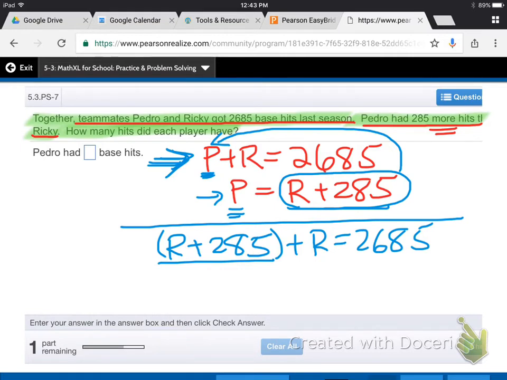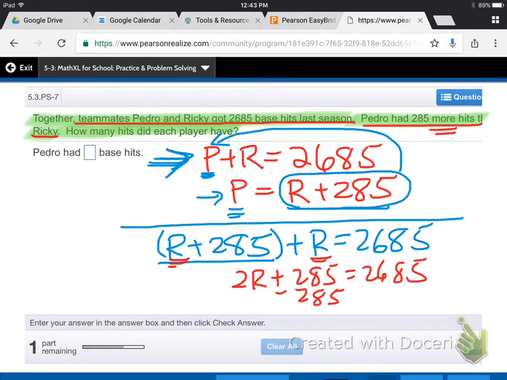Can you see what that is? Of course it is R. This is the only variable we have in the equation, so now we can add them together. They're like terms. What is R plus R? That is 2R plus 285 equals 2,685. Subtract 285 from both sides.